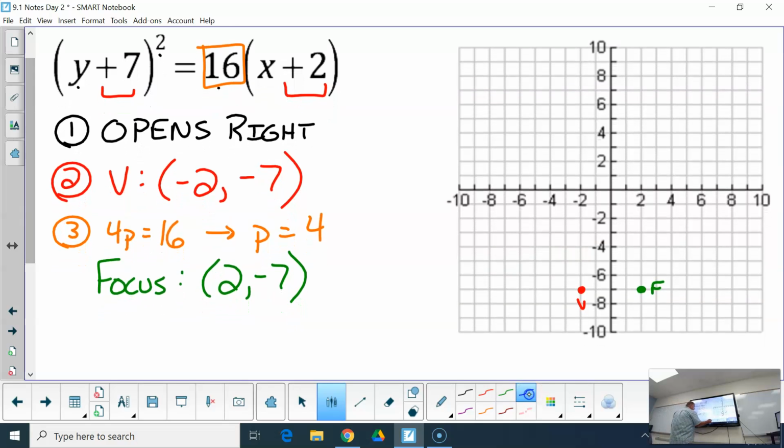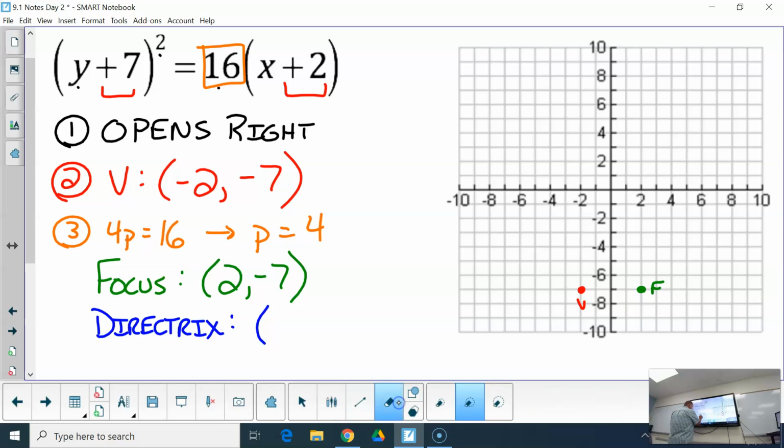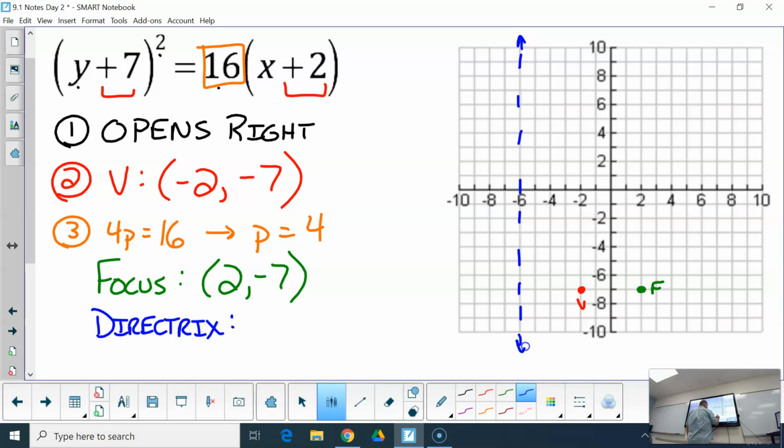Then I can also figure out my directrix. That is going to be 4 units the opposite way of opening. So that would be 4 units to the left. 1, 2, 3, and 4. That would be the line x equals -6. So we got that. That's good.